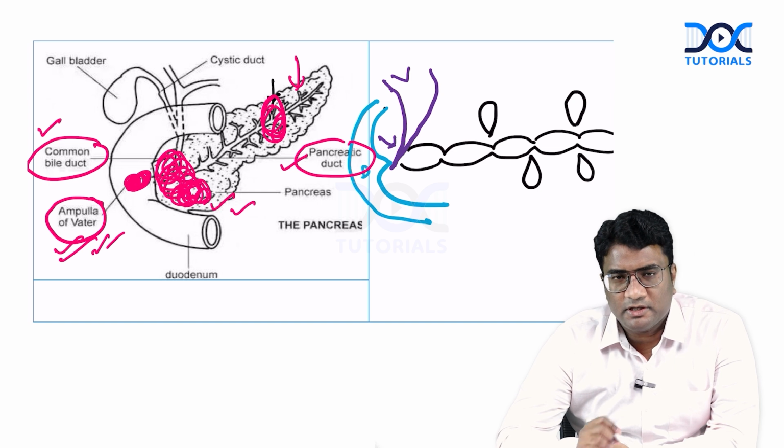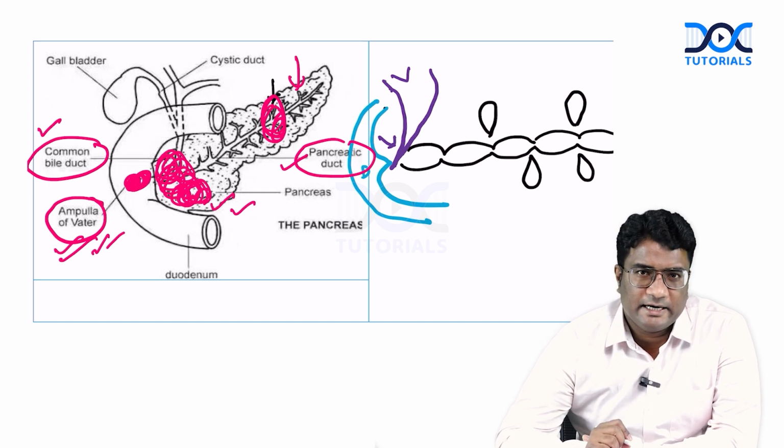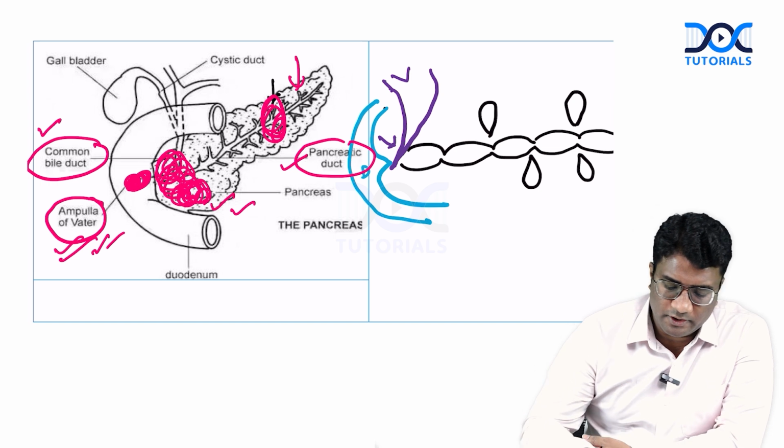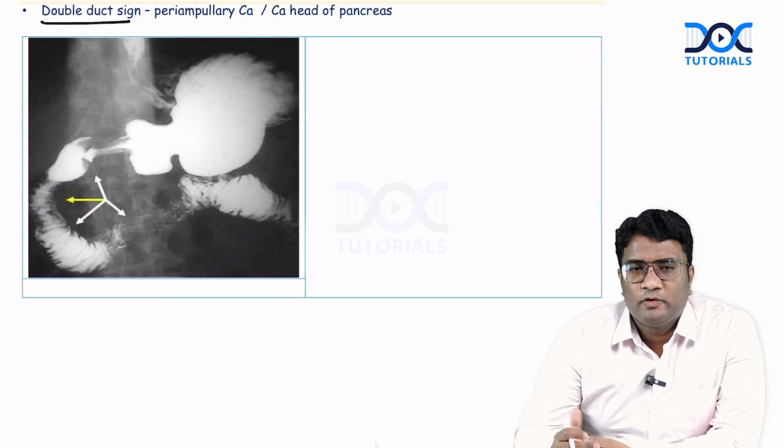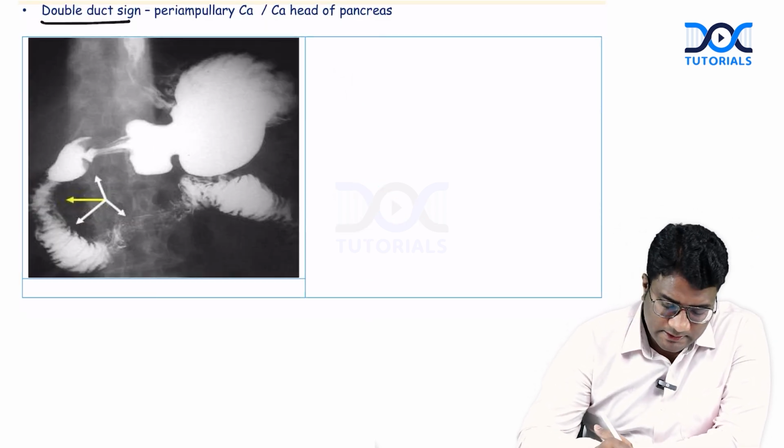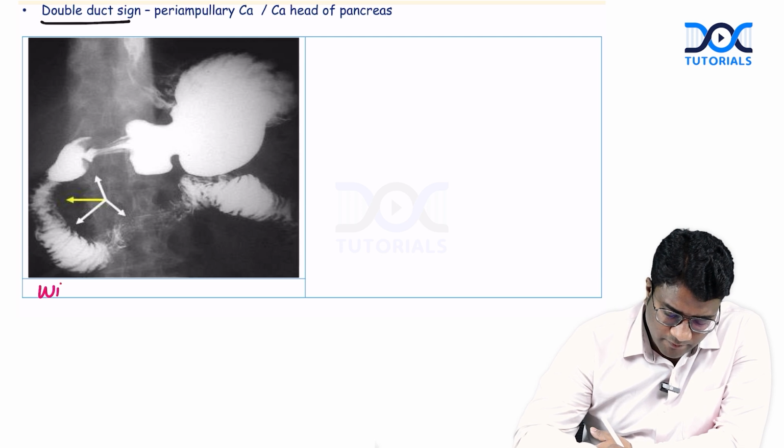If that is not there in the options, the next answer should be a CA head of pancreas for a double duct sign on ERCP or MRCP. I hope you got this concept. Now, let us actually look at the imaging findings. Here you can see this is widening of the C-shaped loop of duodenum.